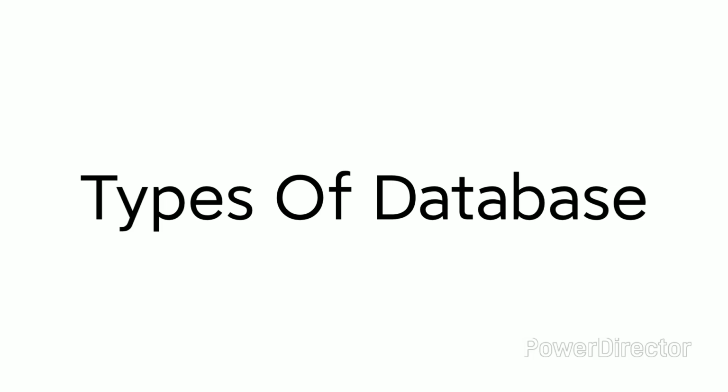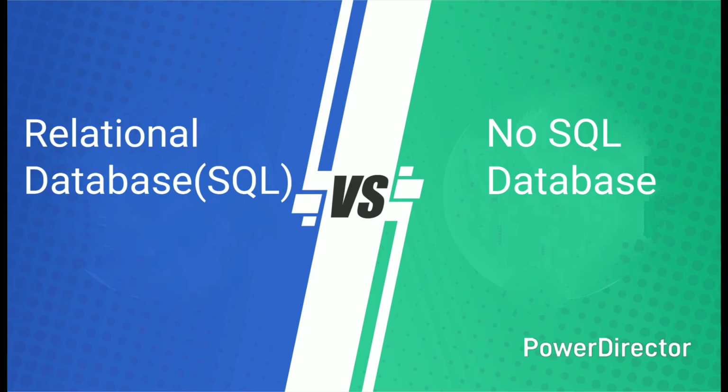Not all databases are the same. There are two main types. There are relational databases, which is SQL, where data is stored in tables, structured. Examples, MySQL, PostgreSQL, used by banks, schools, websites. Another type of database is NoSQL database. These databases are flexible, unstructured, store data like JSON, and are faster for large-scale apps used by social media platforms.